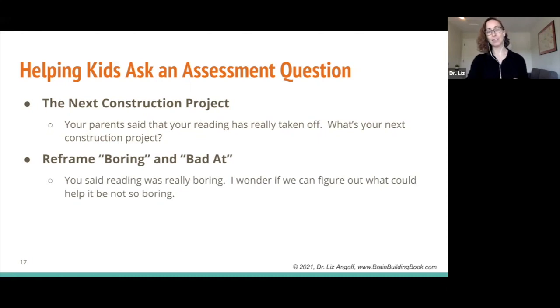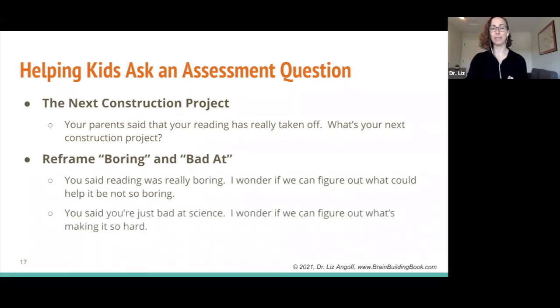Other times kids might not be invested in getting better at something. I'm just bad at it and I don't care. When you said you're bad at science, I wonder if we can figure out what's making it so hard. I'm not saying we have to change anything, but it would be interesting to know what is making it so hard, just in case. And often, even the most reluctant kids are willing to just investigate to see what's there.